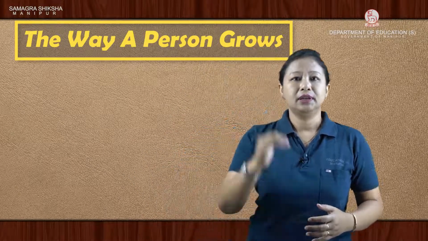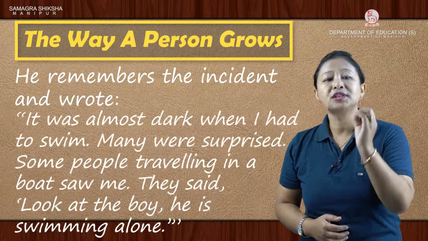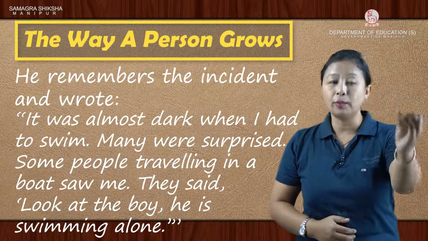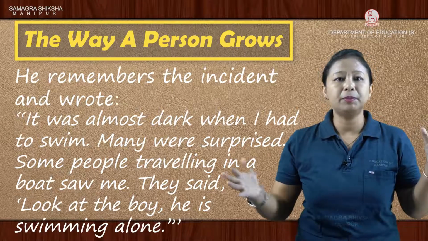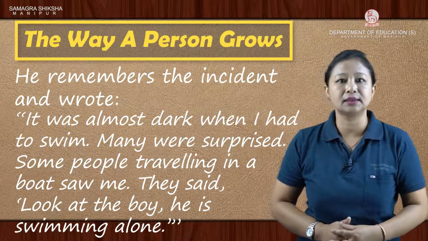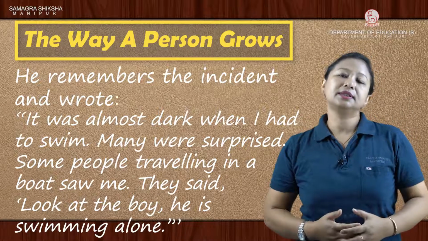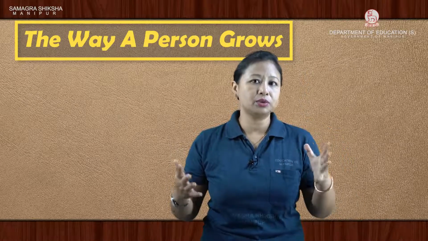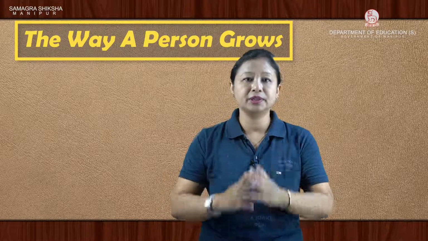Then what happened? He still remembers this incident, and he wrote it in his books. He said, it was almost dark when I had to swim. It was dark, it was night, but gathering all the courage, he had to go back home. So he swam the river. Many were surprised. All the people were looking at him. Look, there is a small boy swimming in the river, and that also in this darkness. And all were looking at him, and he still remembered this incident when he was all grown up. So he had such courage. He did not complain. He was a very, very simple, very, very tolerant person.